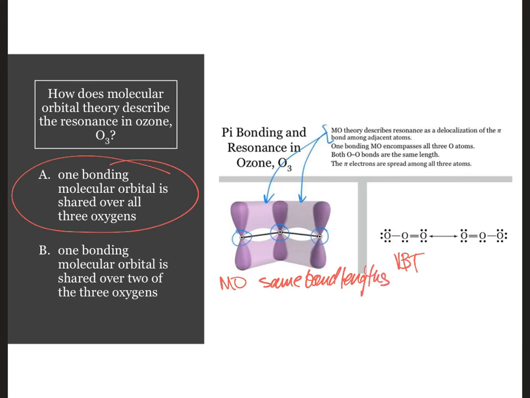And we see that it's going to be less reactive than if it just had a double bond and a single bond that had no resonance. All right, so one bonding MO encompasses all 3 oxygen atoms.